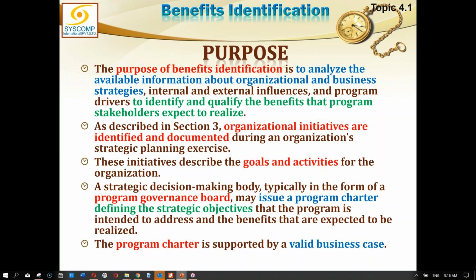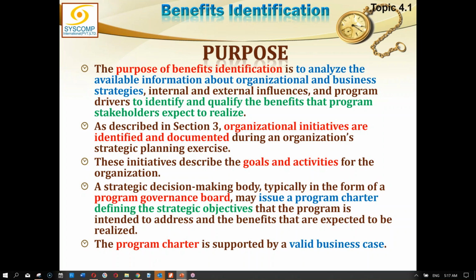The purpose of benefit identification is to analyze the available information about organizational and business strategies. When we want to put into words what exactly the benefits are going to be, we will have to look at the organizational and business strategies. This will include the internal and external influences and program drivers, to identify and qualify the benefits that program stakeholders expect to realize. Stakeholders are extremely important to us.